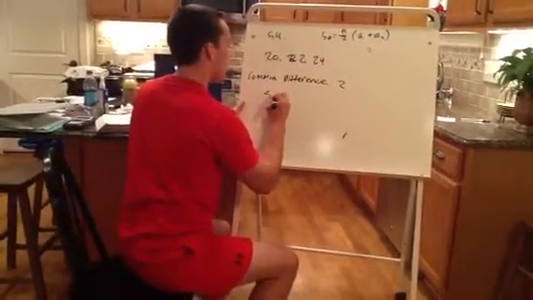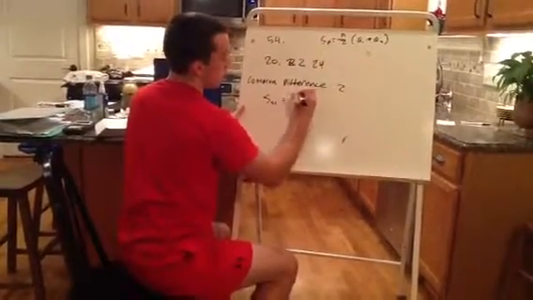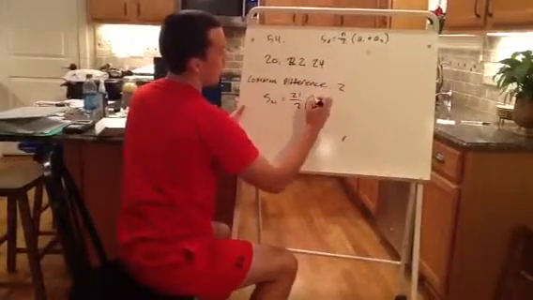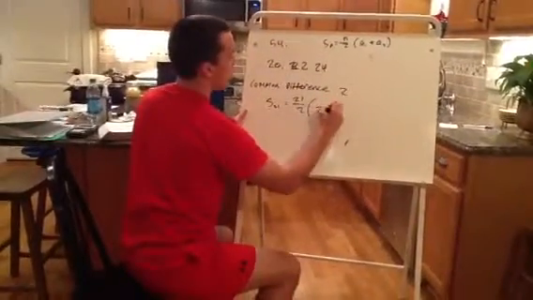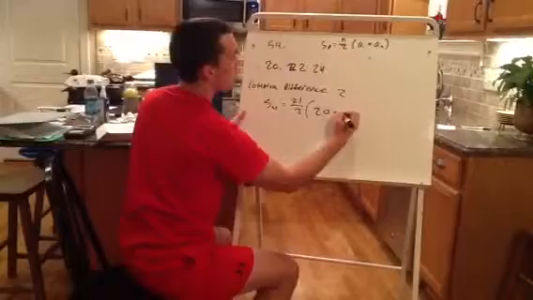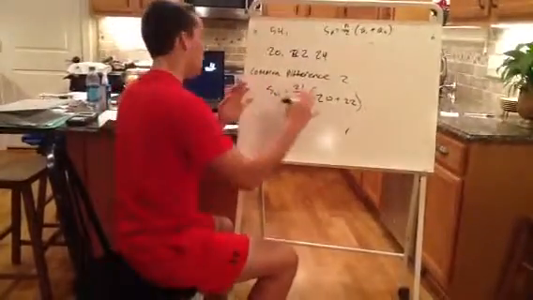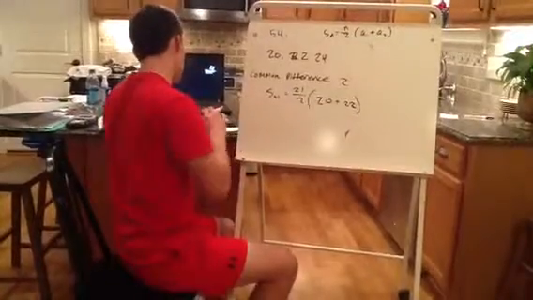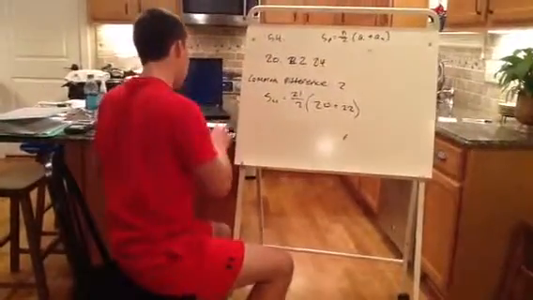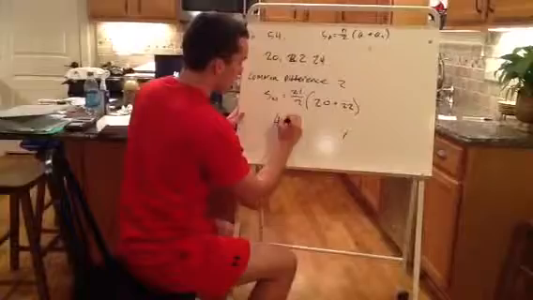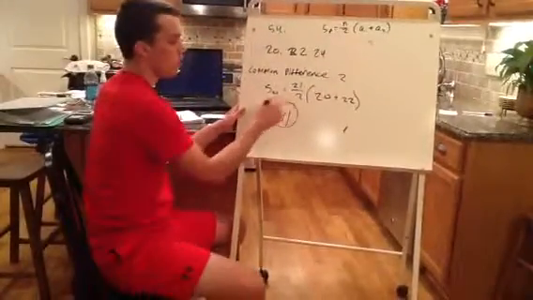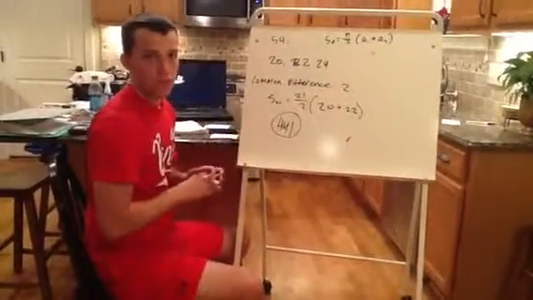So S sub 21 equals 21 over 2 times 20, because that's the first one, plus 22, which is the second one. And then when you do that, you just have to solve for that, and it comes out to be 441. So there are 441 total car spaces in that parking lot.